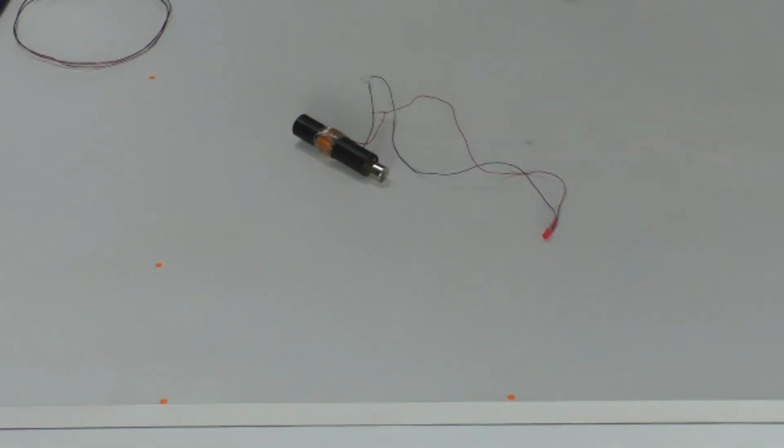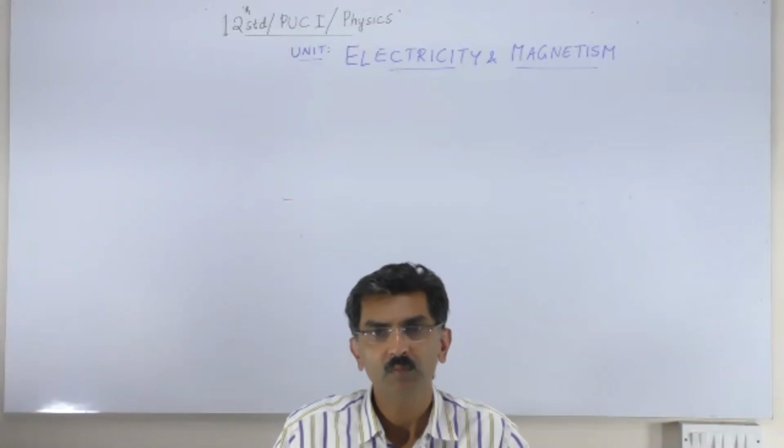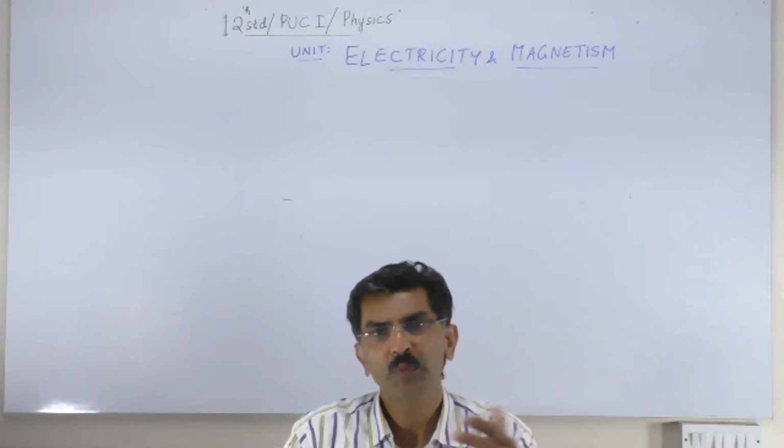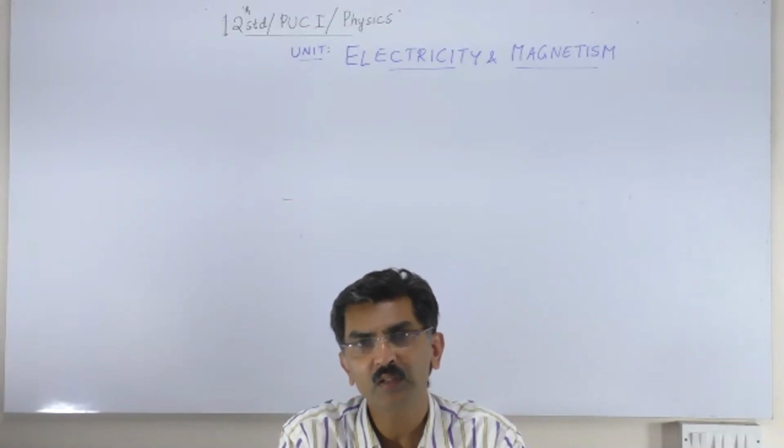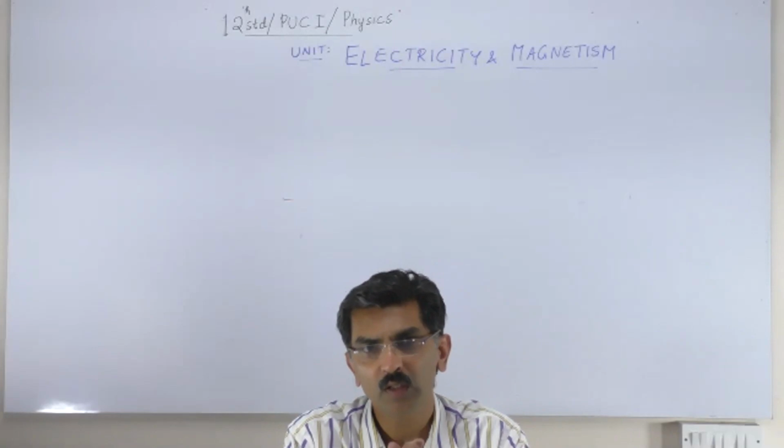So this is a very simple illustration of electromagnetic induction. This is the principle on which most of the electricity in our world is generated, because there is a changing magnetic flux inside a coil of wire.